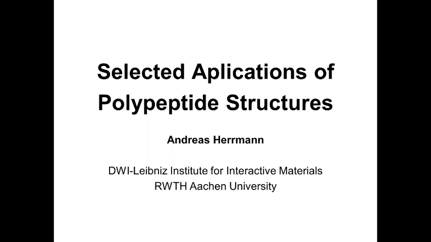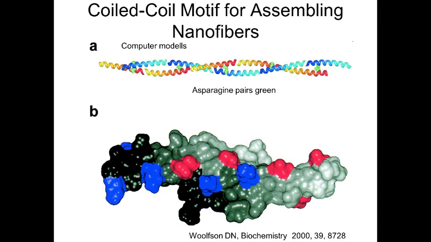What I would like in this lecture is to show some selected examples where the different methods of peptide synthesis and protein fabrication have been used to highlight some particular examples. The first one I would like to discuss with you are coil motifs.